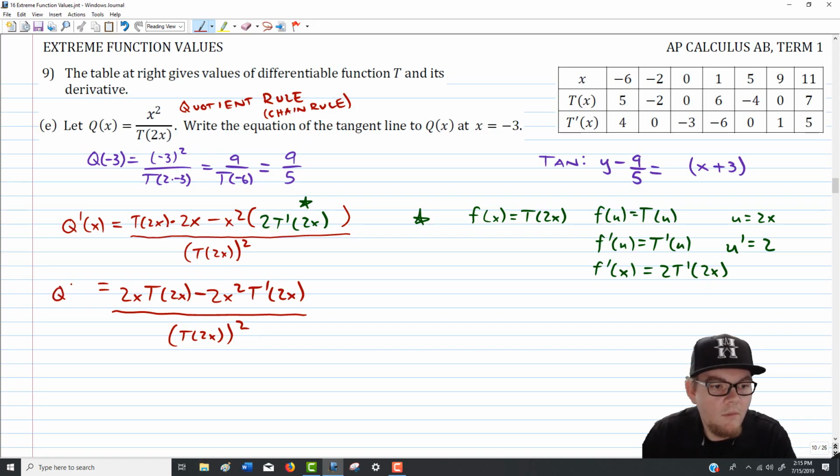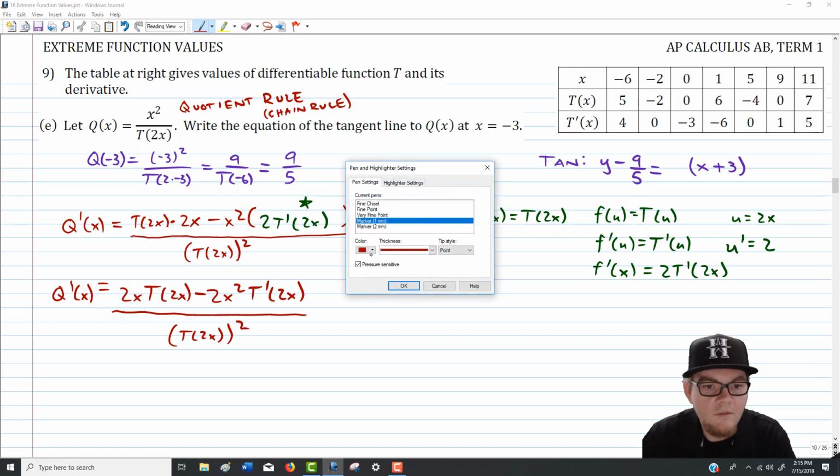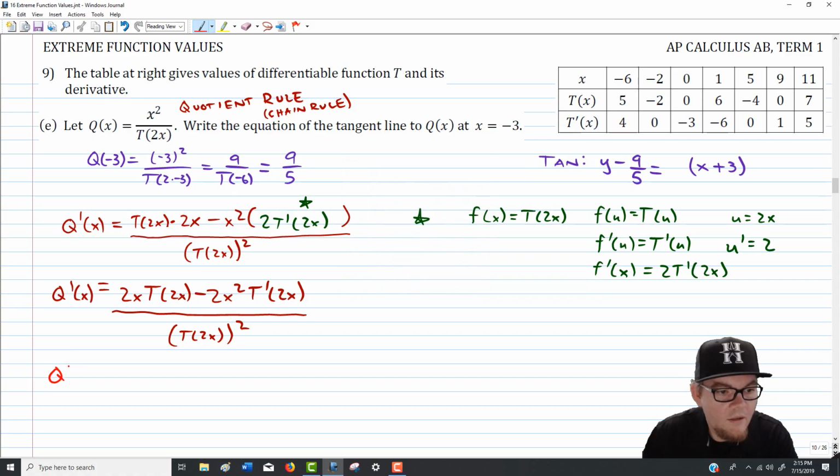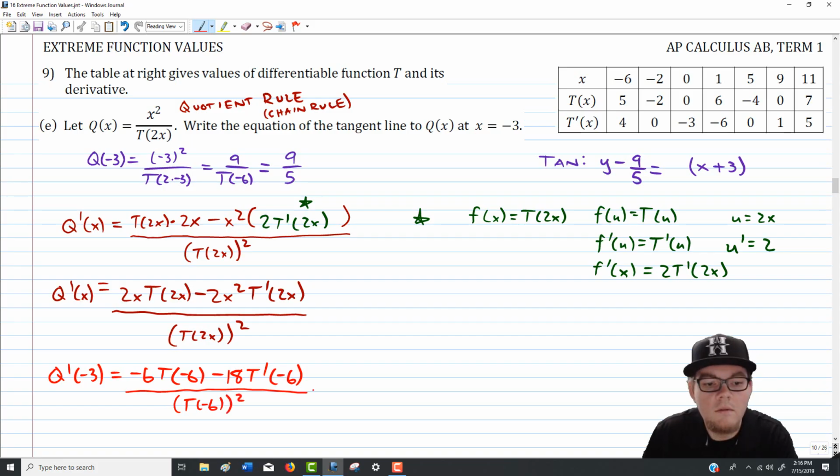Of course, that is q prime of x. We're interested, though, in what happens specifically at -3. So to wrap this puppy up, we want to calculate q prime of -3. Simplifying this as quickly as possible, it's going to be -6 t of -6 minus 2 times -3 squared is minus 18 t prime of -6 all over t of -6 squared.